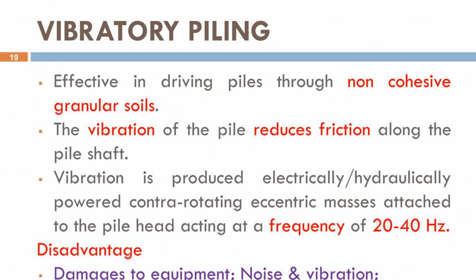The vibratory piling method is mainly used for non-cohesive soils, such as sand and gravel. A vibratory hammer attached to the pile head generates high-frequency vibrations, usually between 20 and 40 Hz. These vibrations reduce friction between the pile surface and surrounding soil, allowing the pile to penetrate more easily.